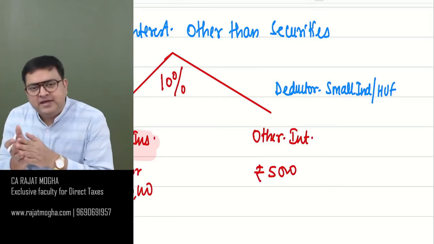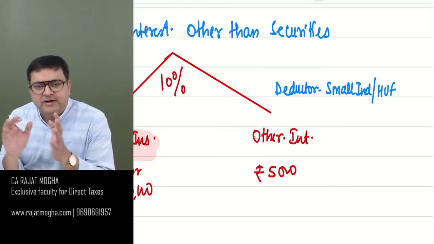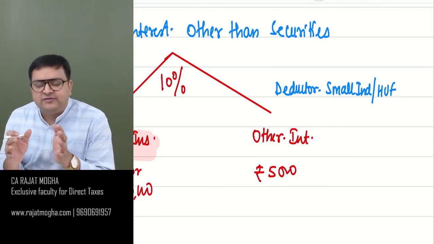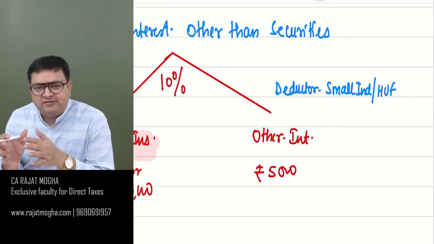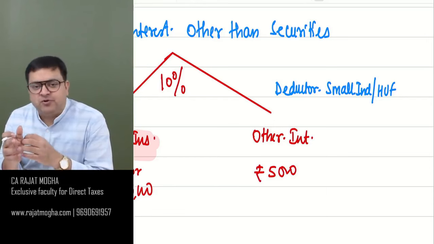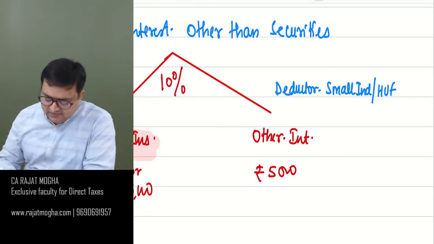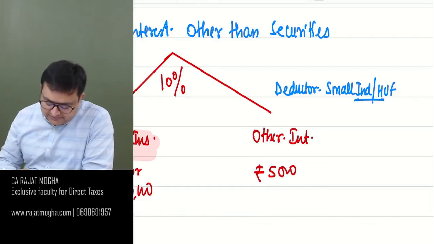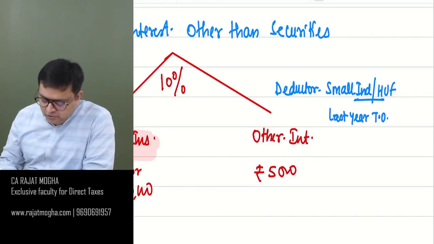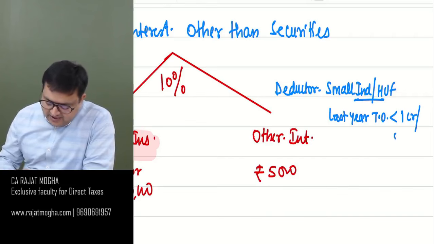So let's say it's a company, whether it is big company, small company, doesn't matter. Company will deduct TDS. It's a partnership firm, whether it is big or small, I will not use this word big or small. Partnership firm can be a deductor, but individual or HUF cannot be the deductor if they are small. What is small? Means if their turnover of the last year is not more than 1 crore, or if they are carrying profession, 50 lakh.